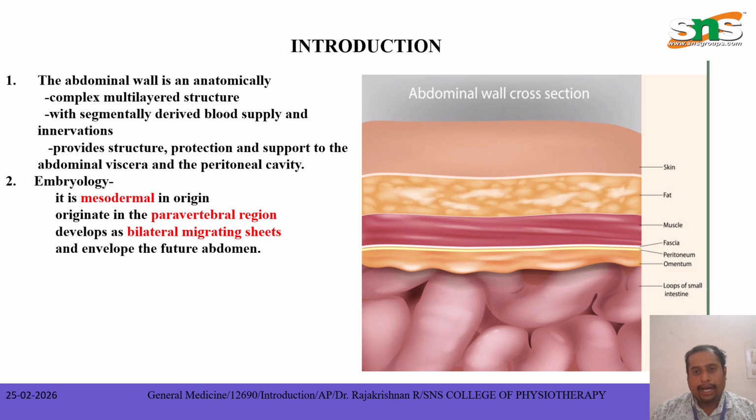First layer of the abdomen is the skin. The second layer of the abdomen, after the skin, is the fatty layer. The fatty layer means the adipose tissue, and then the muscle layer is there. After the muscle layer, the fascial layer is there. Then the peritoneum, then the greater omentum or lesser omentum. Then the loops of small intestine are the underlying structures of the abdominal wall.